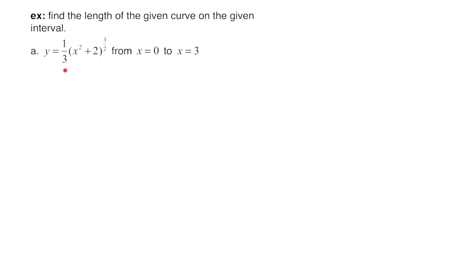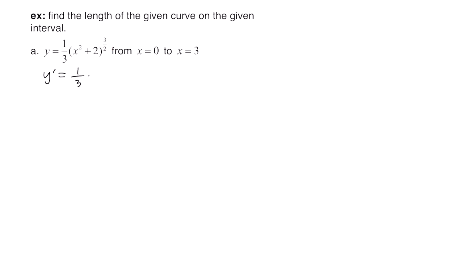This example says find the length of the given curve on the interval. We have y equals 1/3 times the quantity x squared plus 2 to the 3/2, from x equals 0 to x equals 3. So first thing we're going to do is take the derivative of y. So I'm going to drop down this 1/3. And then we're going to take the derivative of this function.